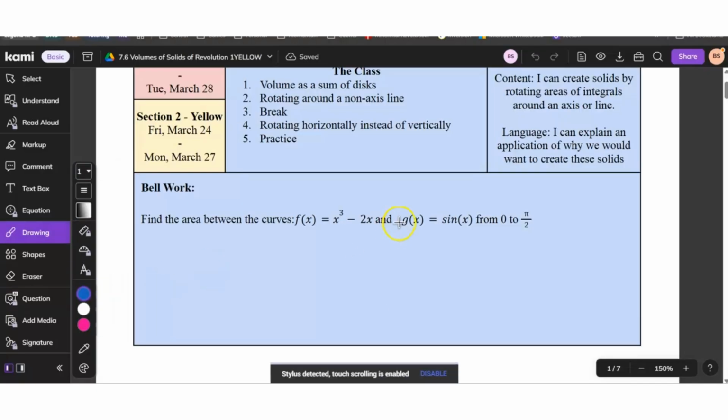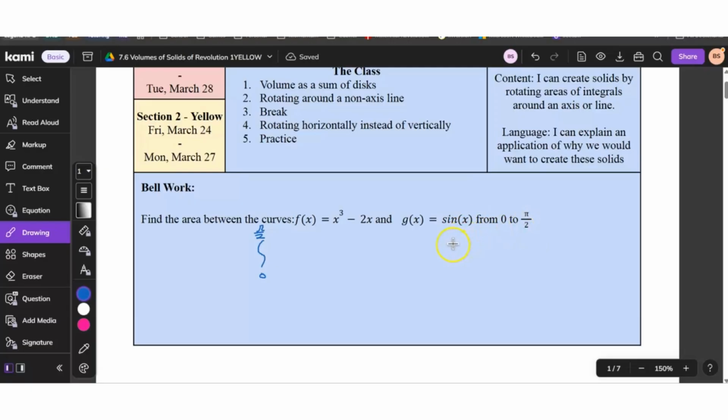So, if I need to find the area between these two curves, what would that look like? I'm going to integrate between what? 0 and pi over 2. Yep. And I need to know which one comes first. So probably the easiest would be to put something in between to double check, but yeah, it is sine, right? But let's say I use 1. 1 is between 0 and pi over 2, right?